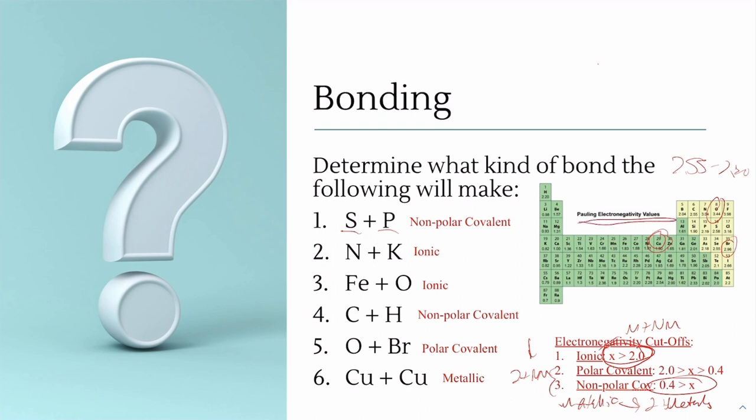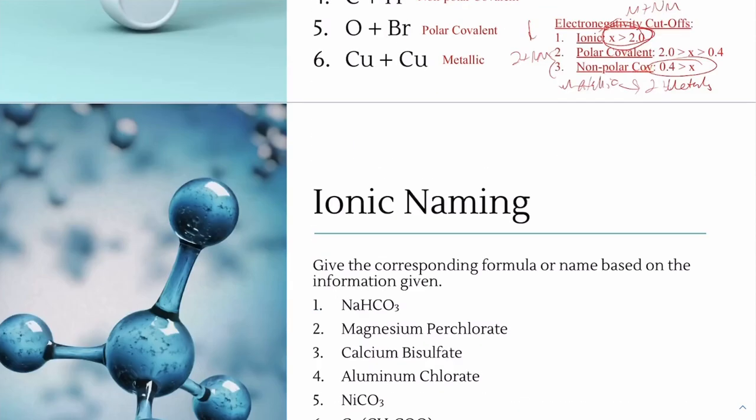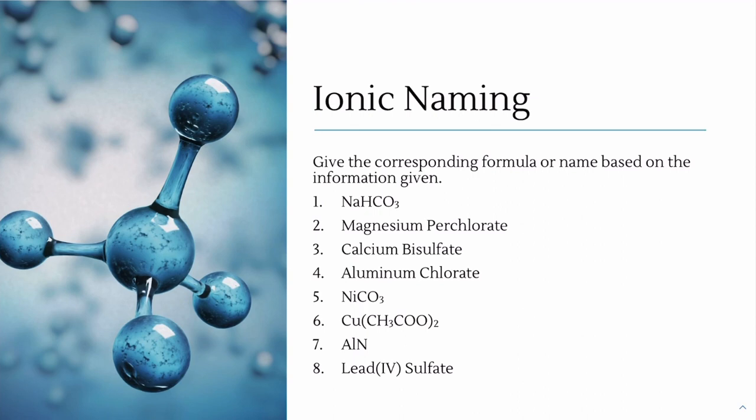chart on the test. They may just expect you to go off of trends or off of the thinking that we said of, oh, this is a metal with a nonmetal, so it must be ionic. Okay, so just be wary that even if they don't give you that chart, using your intuition can help you solve this question. Okay, now on to ionic naming. So I'm going to let you pause the video here for a little bit. Try this out on your own first, and then I'm going to go through this here in a second.